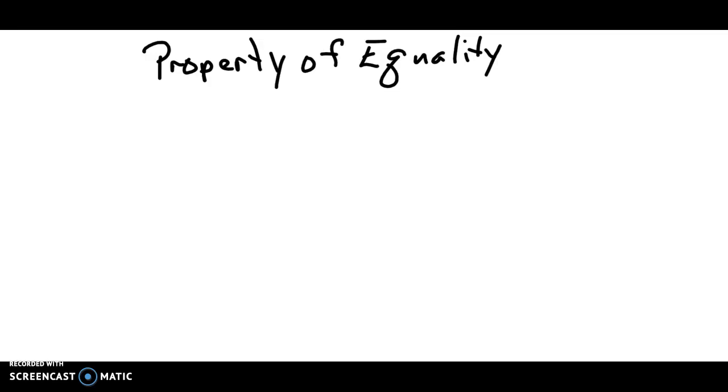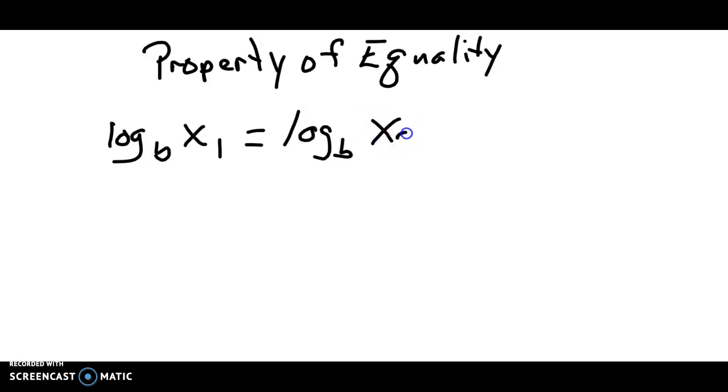So basically, the property of equality is really quite simple. When we are dealing with a log to any base, and that's equal to a log that's the exact same base, then the two arguments are going to be equal to one another. So basically what ends up happening is we eliminate the logs as long as they're exactly the same base and it's showing equality. So we're going to use that fact to simplify some of these questions.